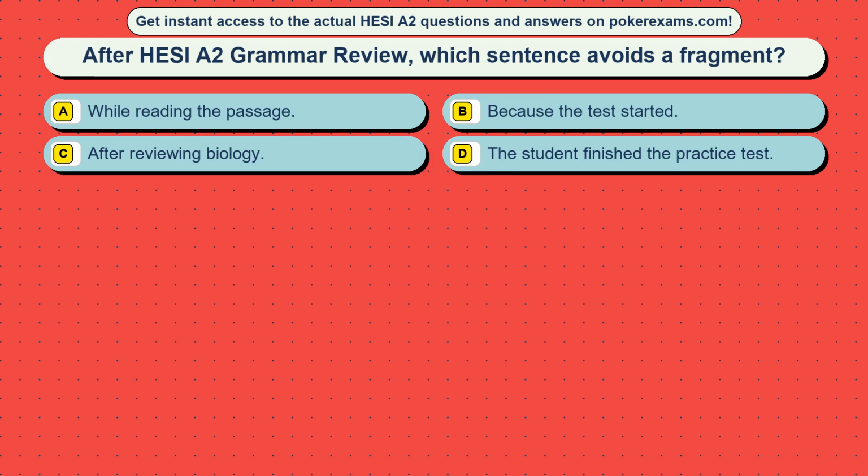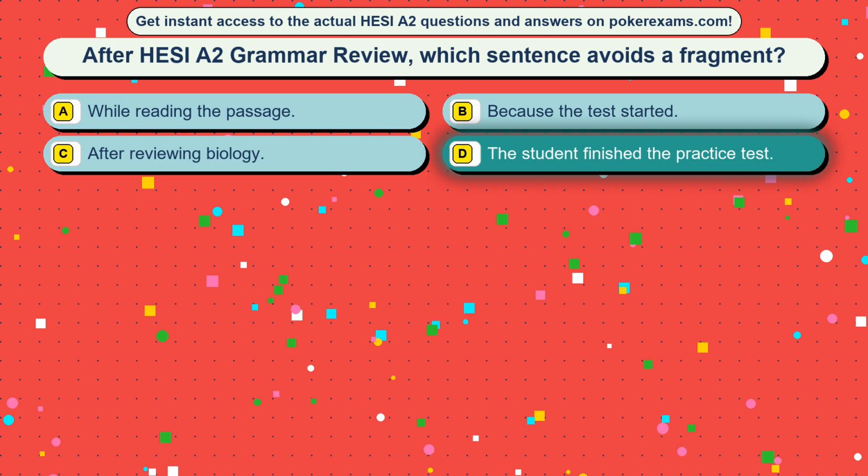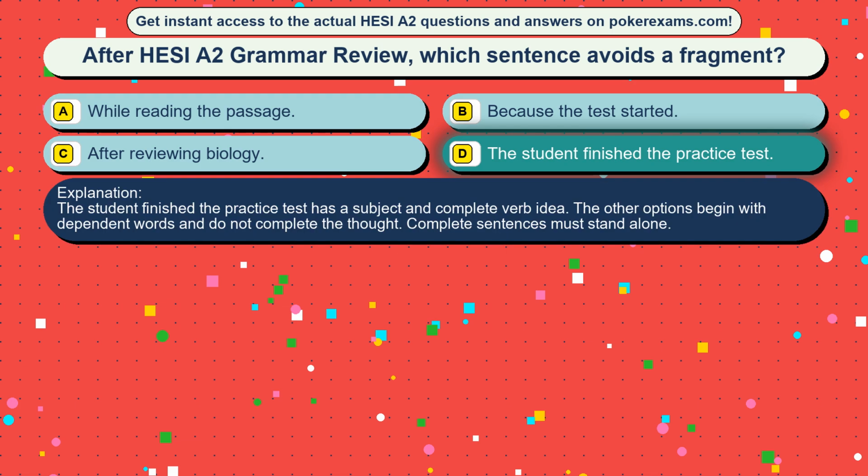Question 16. After HESI A2 Grammar Review, which sentence avoids a fragment? Option A, while reading the passage. Option B, because the test started. Option C, after reviewing biology. Option D, the student finished the practice test. The correct answer is option D, the student finished the practice test. The student finished the practice test has a subject and complete verb idea. The other options begin with dependent words and do not complete the thought. Complete sentences must stand alone.